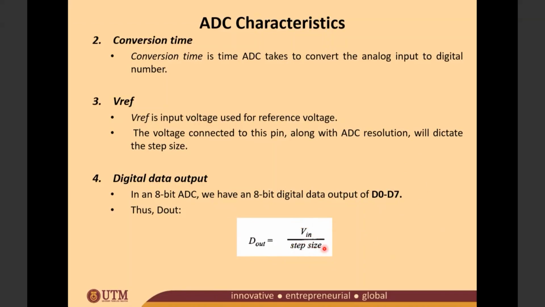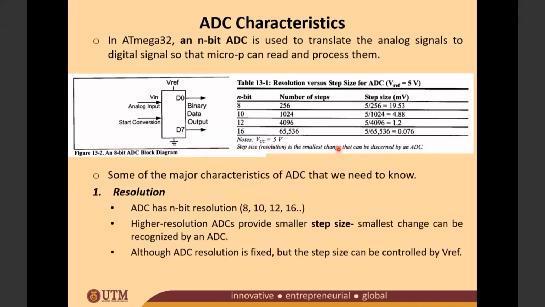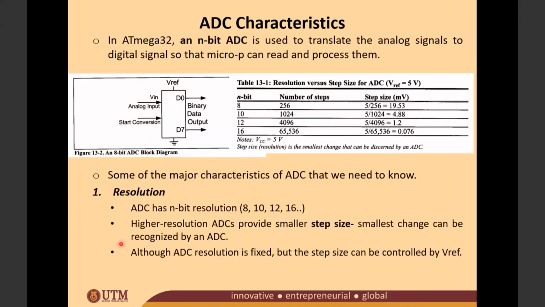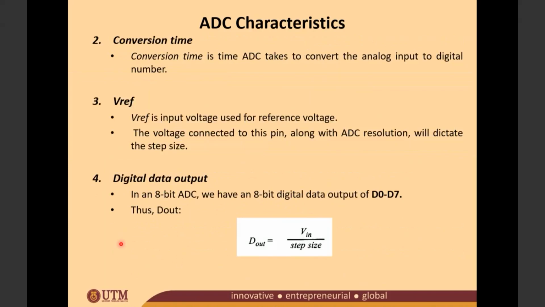How to get the step size? Let's say your VREF is 5 volt. So 5 volt divided by 2 to the power of 8, which is 256, and you will get a step size of 19.53 millivolt. Now V in is 2.5, so 2.5 divided by 19.53 millivolt, you will get 128.